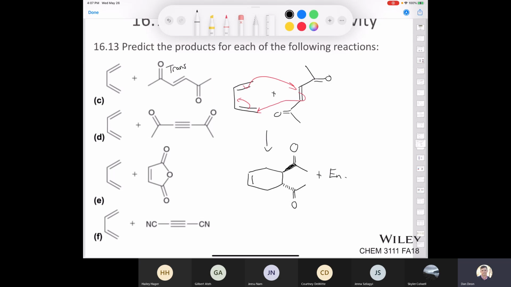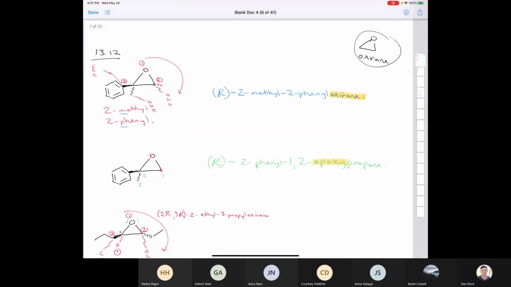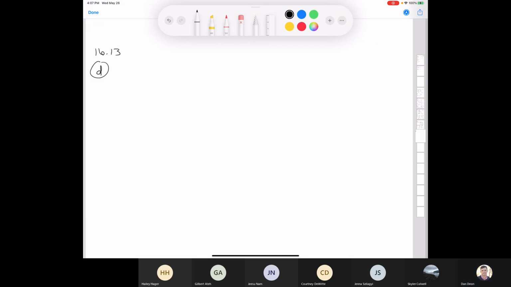Now in the second one, there's no cis or trans to worry about, is there? So let me move over to a blank space here, and we'll take a look at the next one. So this is 16.13D. I have my diene. I'm going to draw the dienophile like this. It's got a triple bond in it. We've got a carbonyl, a methyl, so that's called like a methyl ketone, right? Here and here. We're going to draw our curved arrows.